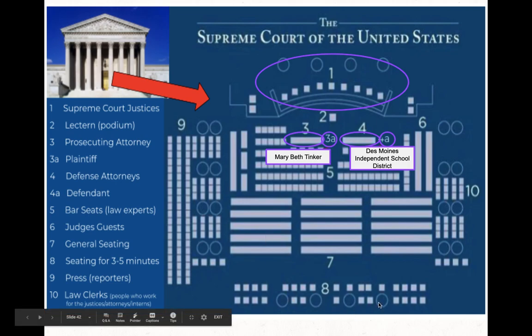And then back here are these random little seats. These guys, you can only stay for 3 to 5 minutes. So that's a lot of times what politicians will do. People from Congress will come and sit in for a few minutes and then they'll leave, depending on the case.